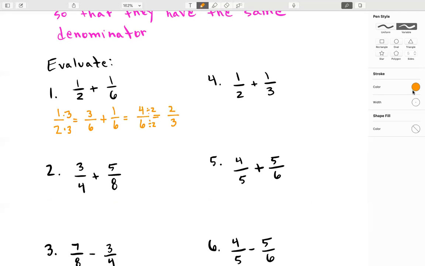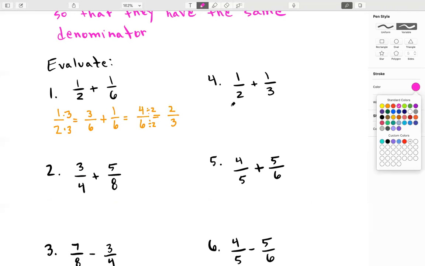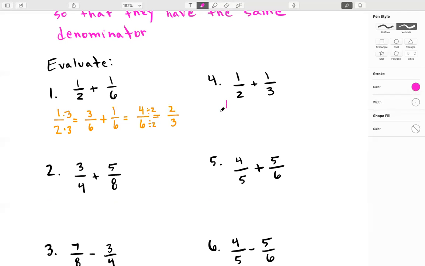We're going to multiply, and let me switch colors here, 1/2 by 3/3. That'll give us 3/6. Then we're going to multiply 1/3 by 2/2. And watch, just bear with me here. Watch what I'm doing. And then that's going to be 2/6.